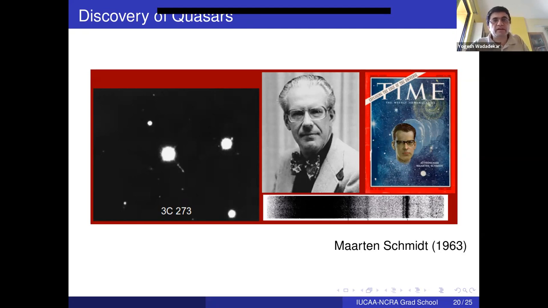Of course, in the years to come, people realized that you don't have to have that requirement of a radio source. You can just look at a point-like optical object, star-like, which is very blue in color, and just go and get its spectrum anyway, and you'll discover quasars which are not necessarily bright in the radio. Those are the so-called QSOs, which we will talk about.